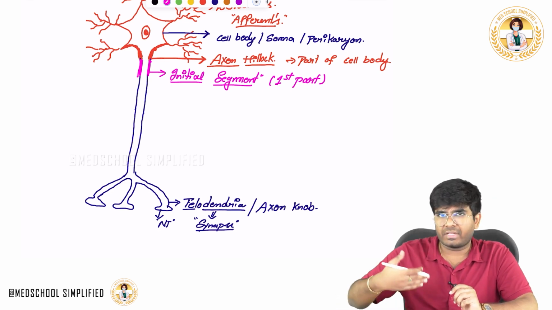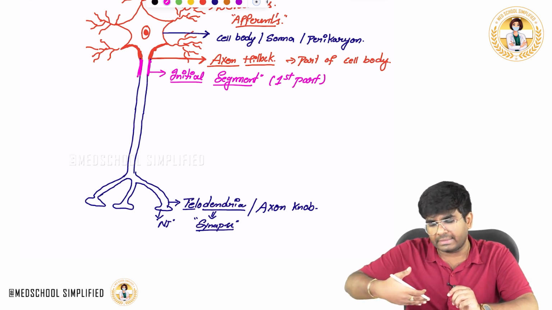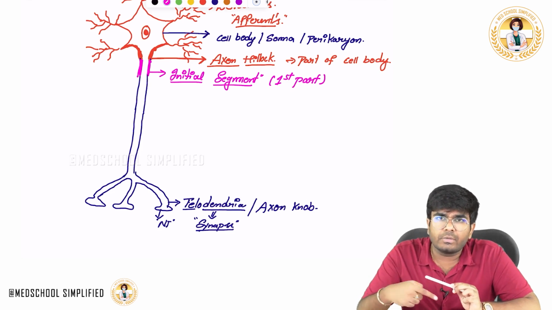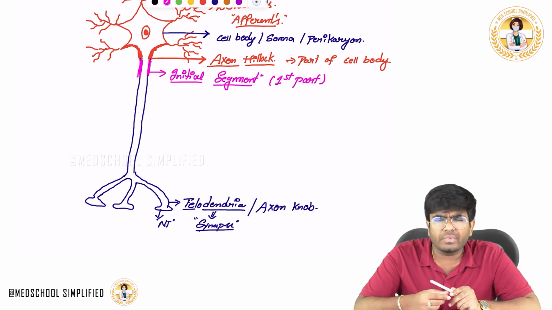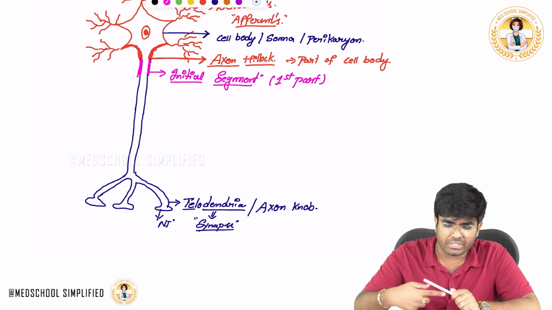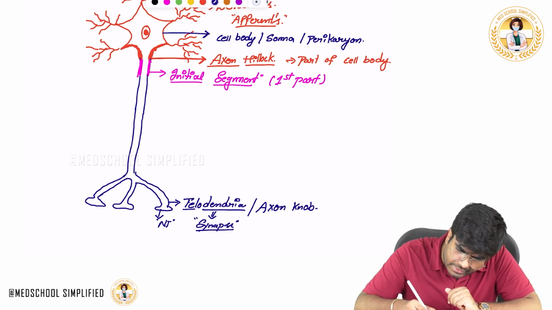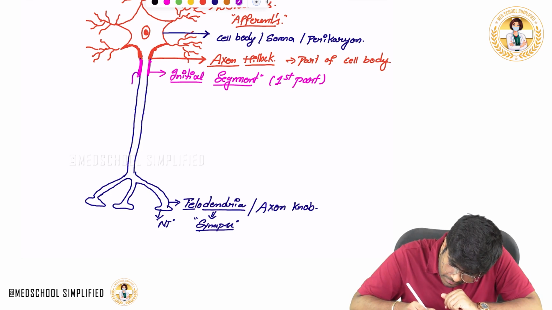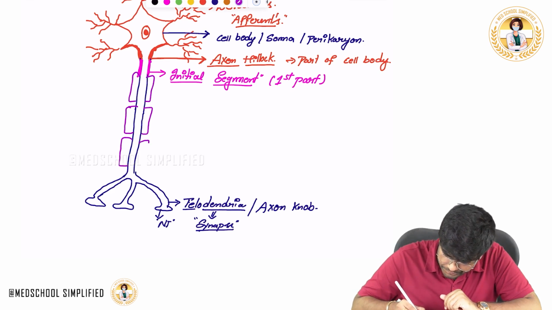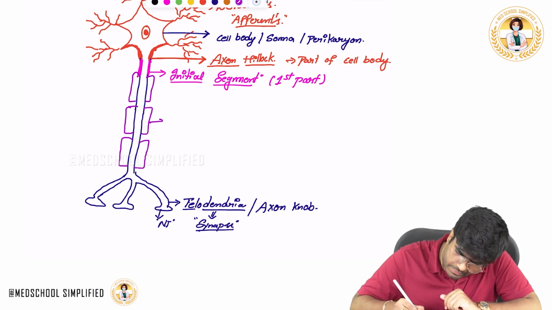conducted in the form of action potentials along the length of the axon. To provide insulation, as electricity travels in copper wires and you have the plastic insulation, the same way here there is an insulation. This insulated sheath around the axon is called the myelin sheath.